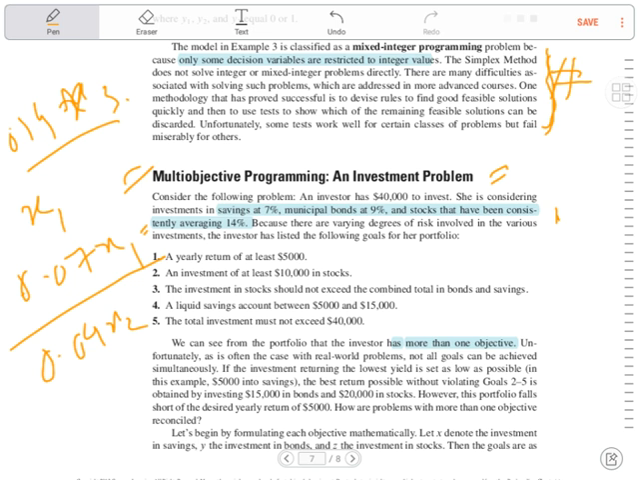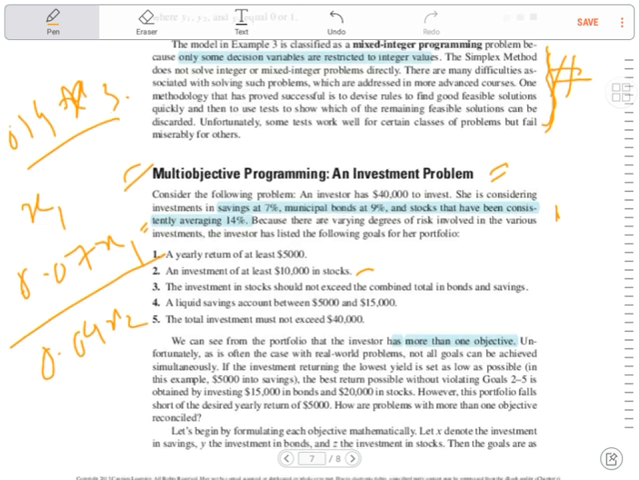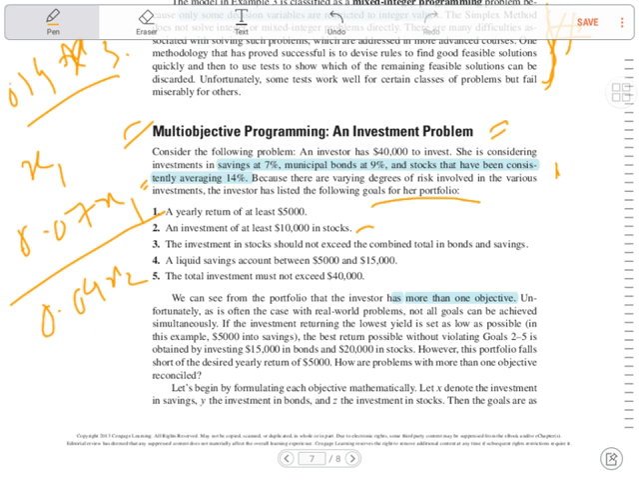First one is a yearly return of at least $5,000. That means a yearly profit, obviously. An investment of at least $10,000 in stocks. The investment in stocks should not exceed the combined total in bonds and savings. A liquid savings account between $5,000 and $15,000. The total investment must not exceed $40,000. So these are some of the goals for her portfolio.